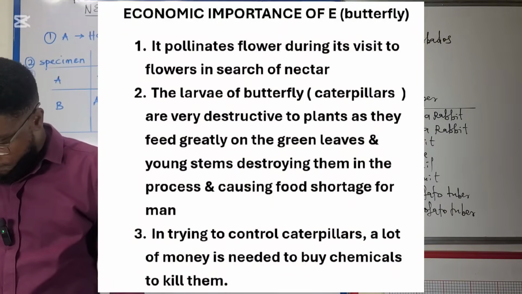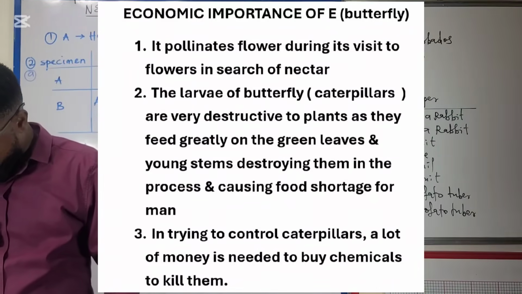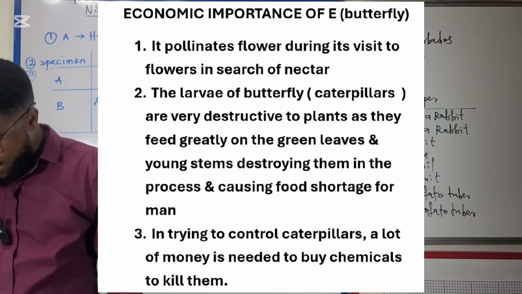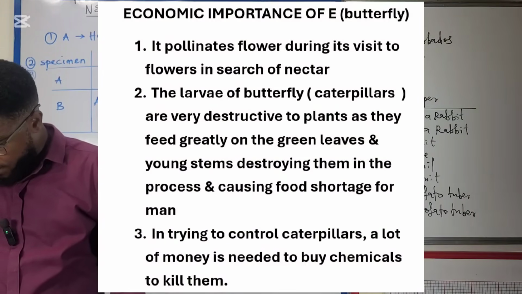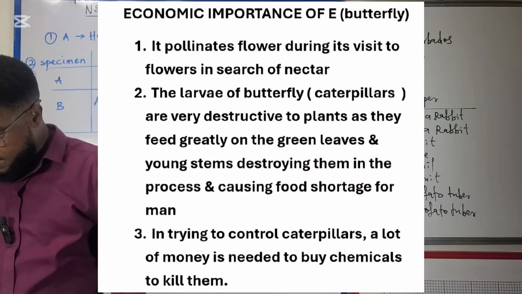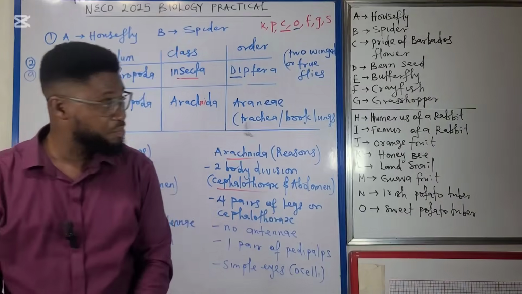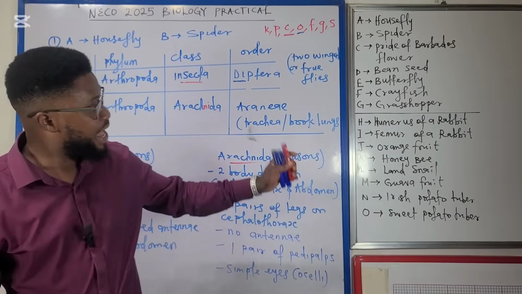Also, the larvae of a butterfly, referred to as caterpillars, feed greatly on the green leaves and young stem, destroying them during the process of feeding. That way, the photosynthetic activities of plants is greatly reduced. Also, in trying to control caterpillars, that's the larva of butterfly, a lot of money is spent on buying chemicals to kill them, pesticides, insecticides, and all that. So those are the economic importance of butterfly, and that answers that.